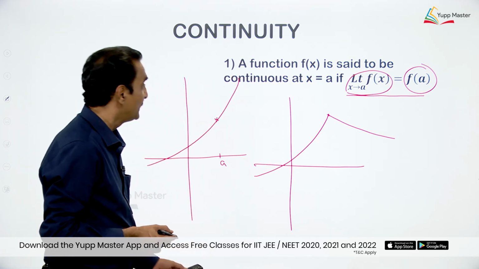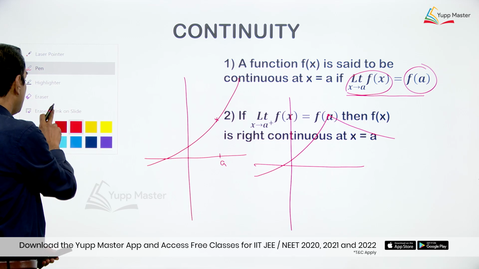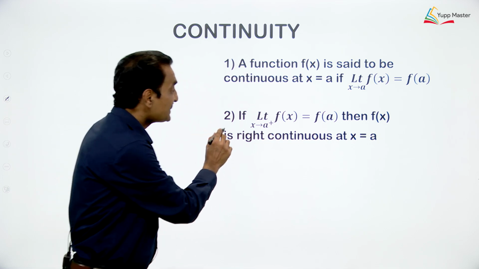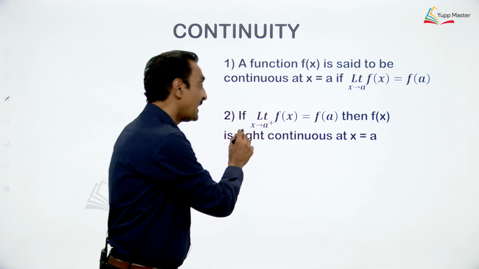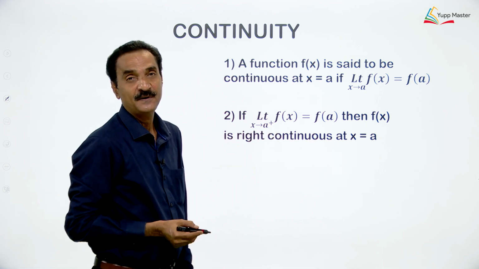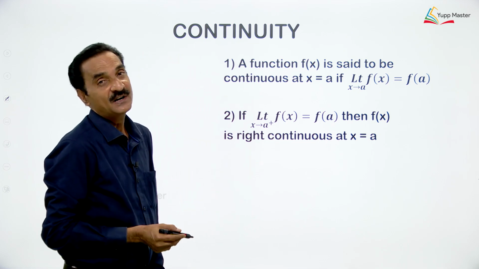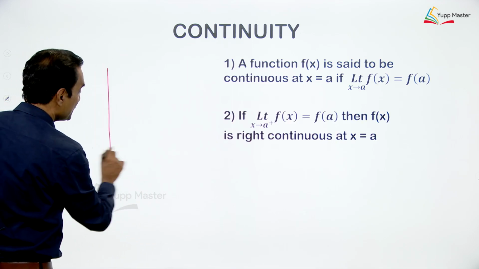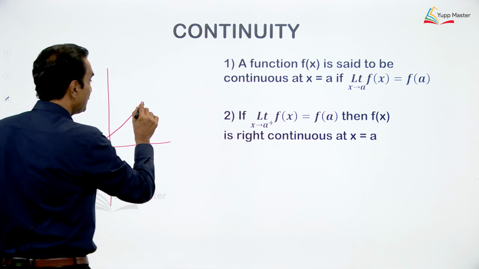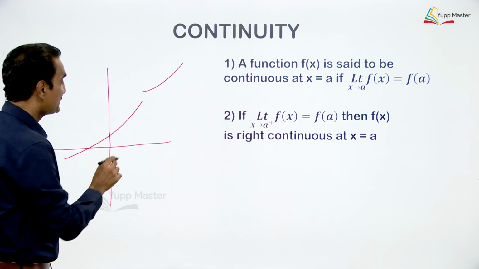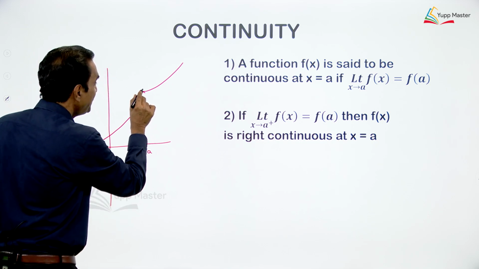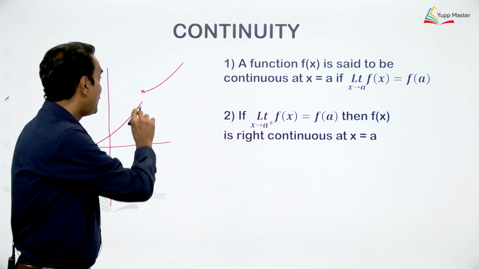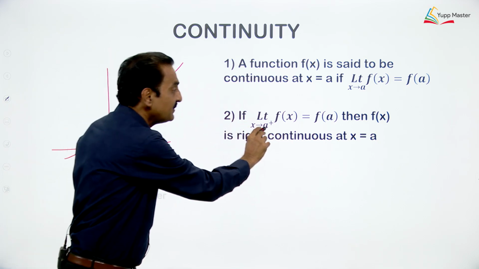Now, if limit of f of x as x tends to a plus is equal to f of a, this is called right hand limit. If the right hand limit is equal to f of a, then the function is said to be right continuous at x is equal to a. Now, suppose the graph is like this, at x is equal to a, if the point is connected to right side curve only, then it is said to be right continuous. If the point is connected to right side curve, then right hand limit will be equal to f of a.